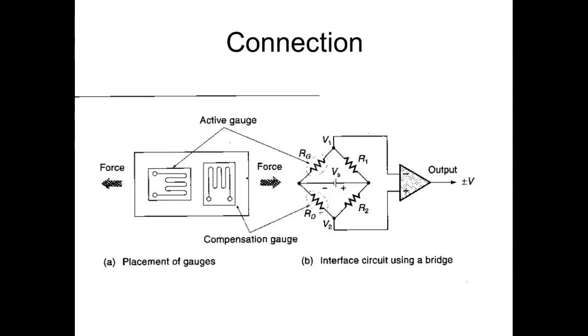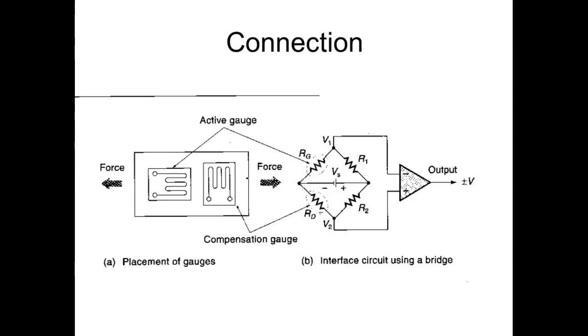Now what's going to happen with this guy? This is the active gauge. The active gauge is either going to compress or expand with the weight. This guy right here is going to act like an accordion, right? You understand? So it's going to move this way, so it's not going to change its size. This guy will change its size.